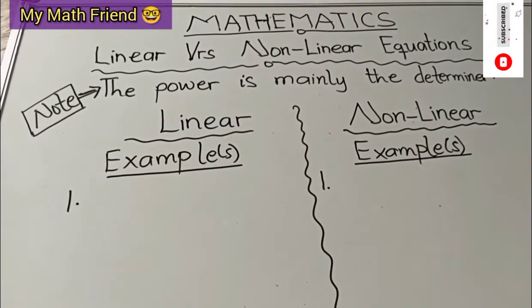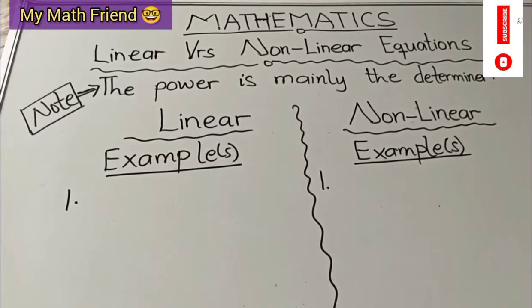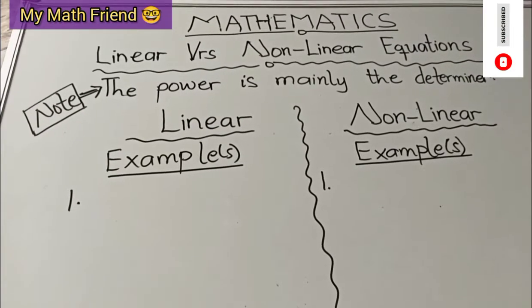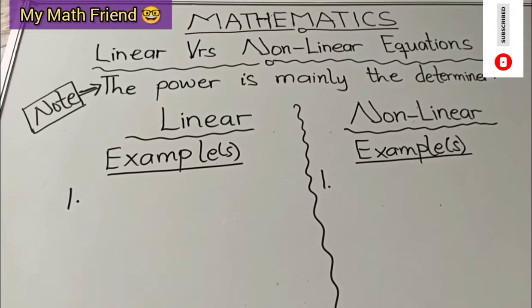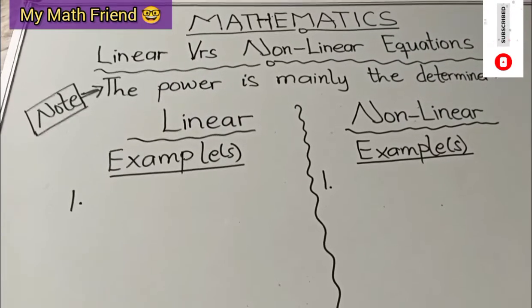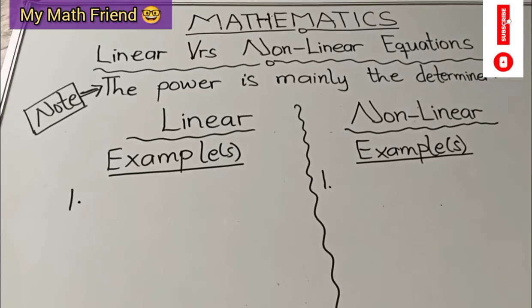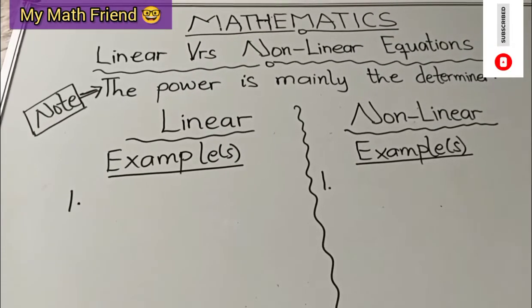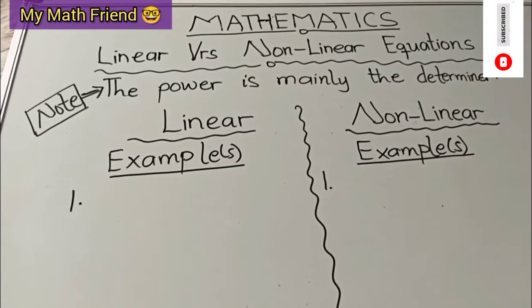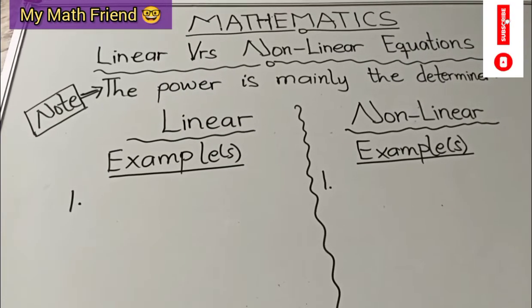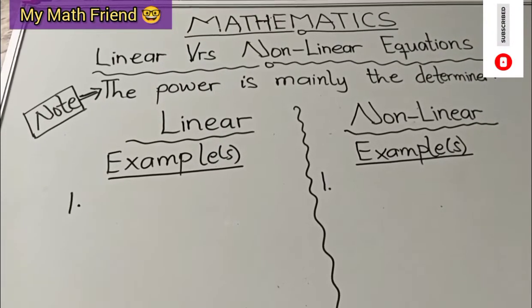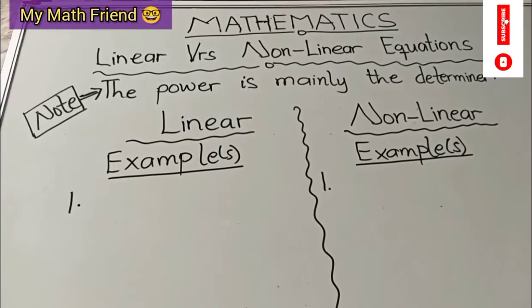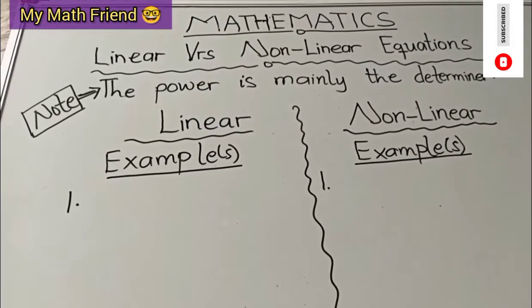Last time we looked at what variables are, what constants are, and the terms. Variables are simply the letters found in any equation, like the x, the y, the a, the b. Every variable has a power on it. If the power is 1, normally it's not written. We don't write x to the power 1. But any power above 1, like 2 or 3, is written. So the power of the variable determines whether the equation is linear or non-linear.